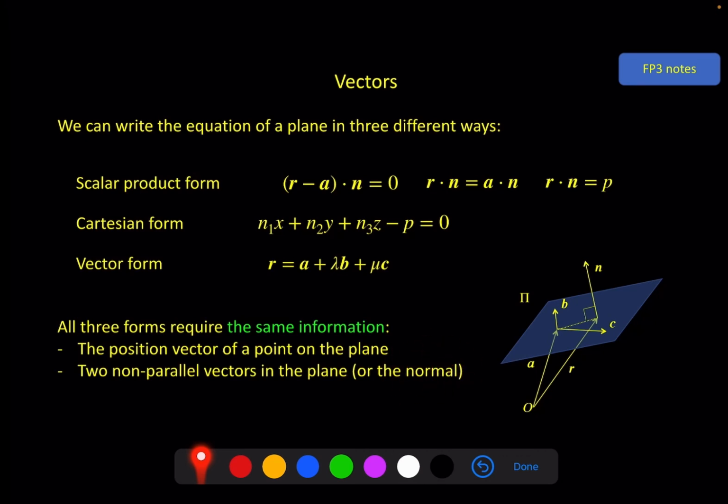Obviously, if you already know the normal, then you don't need these as well, if you are just going to write this or this. And if you needed to, you could work backwards from the normal to these two vectors, because every vector in the plane is perpendicular to the normal, so you know that n dot b must equal 0 and n dot c must also equal 0. And if you know n and you know it has to equal 0, it's quite easy to choose vectors for b and c, just making sure they're not parallel to each other, to make this true. So any one of these forms you can use to find the other two.